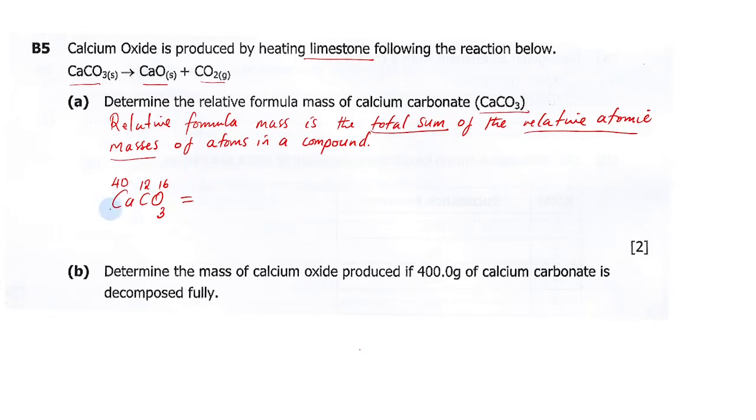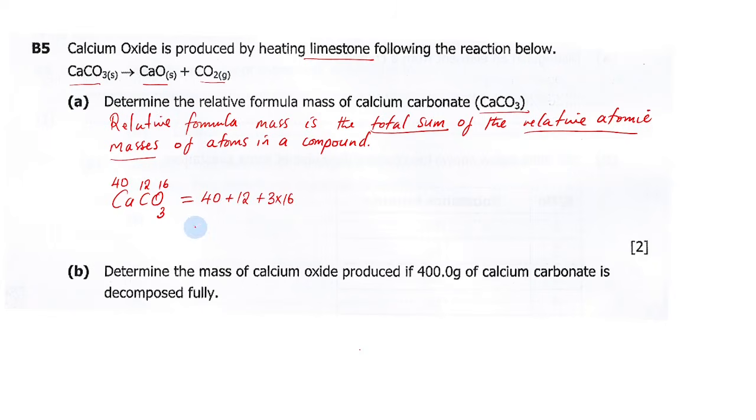So for calcium, since you have only one calcium atom here, its relative atomic mass is 40, you write it like that. Then you say plus. For carbon, you only have one carbon. Its relative atomic mass is 12, so you write it as it is, 12. Then you say plus. For oxygen, there is a 3 down here, meaning the oxygen atoms are 3. So you write 3 oxygen atoms times the relative atomic mass for oxygen, 16.